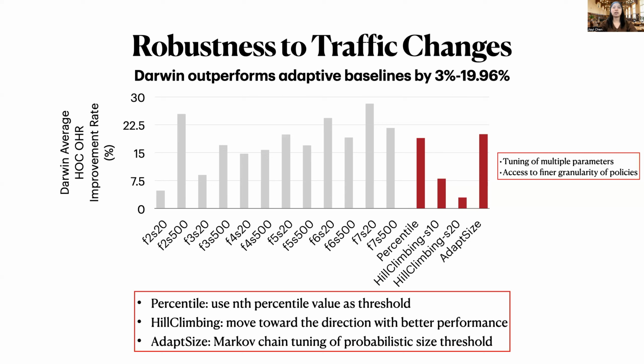These methods all require some additional parameter tuning, and they have access to finer granularity of policies. In this plot, we show the baseline results with their best parameters. Despite these advantages, Darwin outperforms all of them.